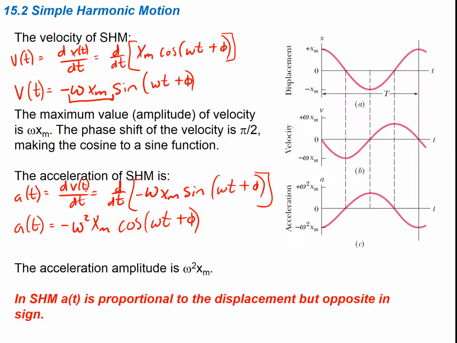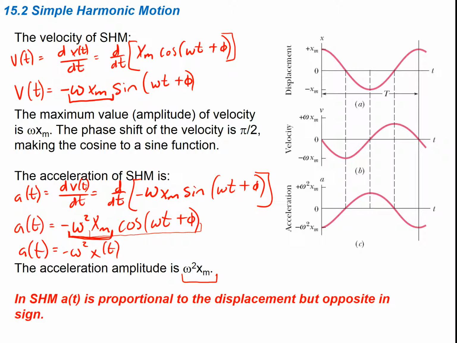Or if you notice, this is our position vector. So acceleration function can also be written as negative omega squared times our position function. Now, the acceleration amplitude is going to be given by omega squared xm, as you can see right here. So this would be the amplitude of the acceleration function.